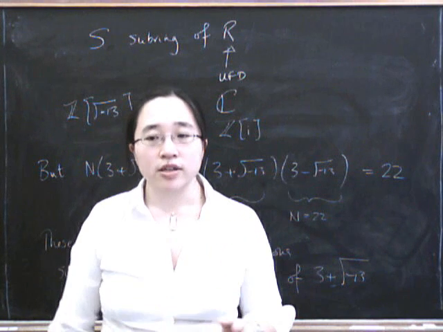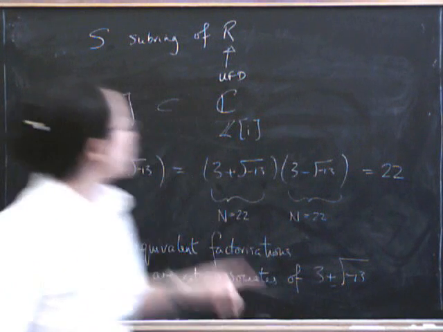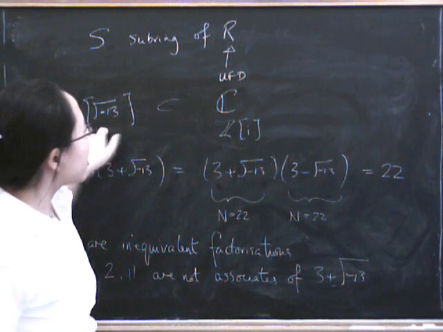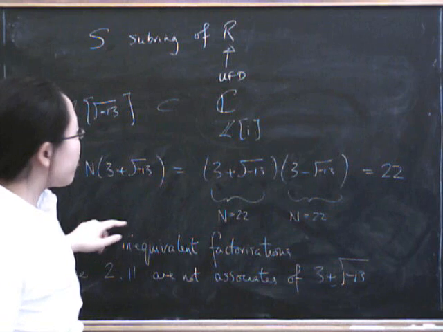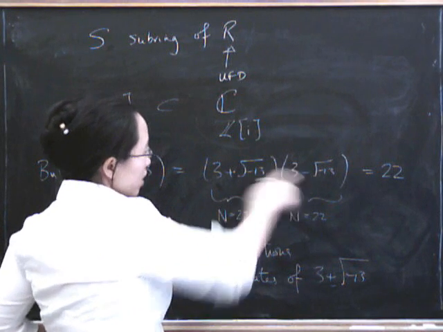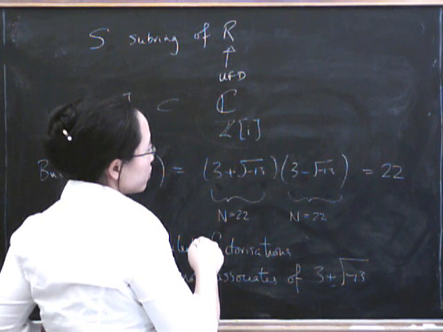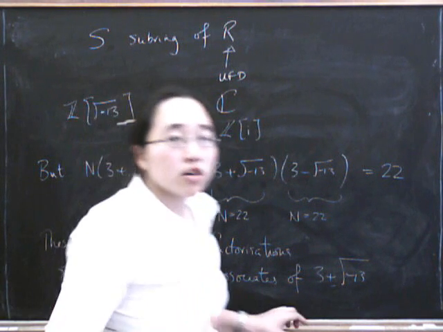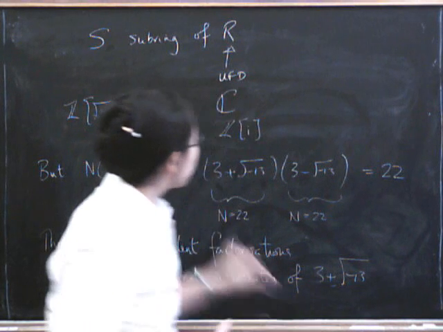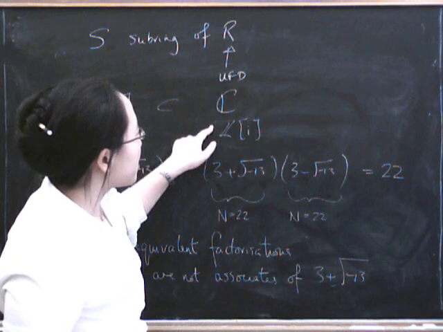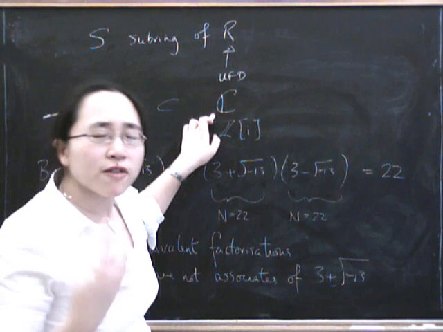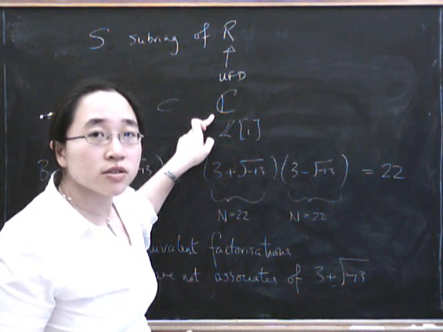But here's the point, okay? The point is that some irreducibles in here, you can be irreducible in here without being irreducible in here. If we look at the example that we had, which was this times that being equal to 2 times 11, that gave us non-unique factorization into irreducibles. But what's to say that those irreducibles were actually irreducibles in this ring?